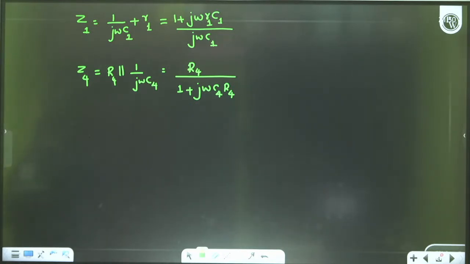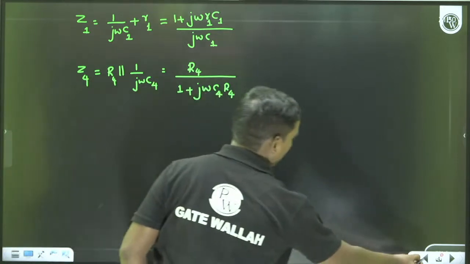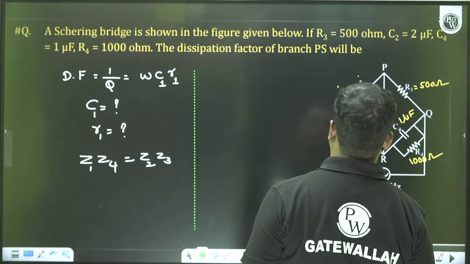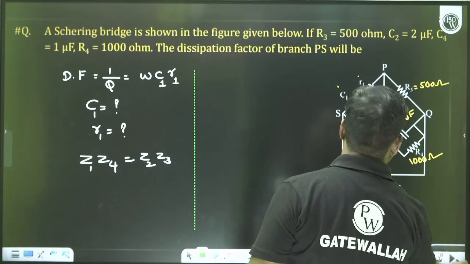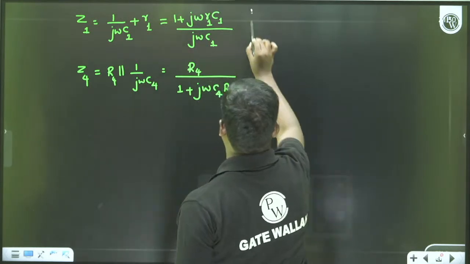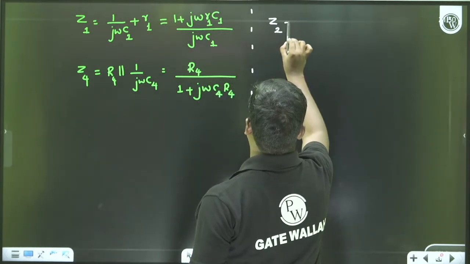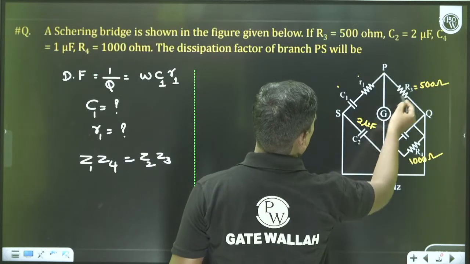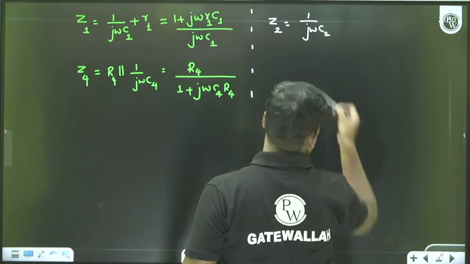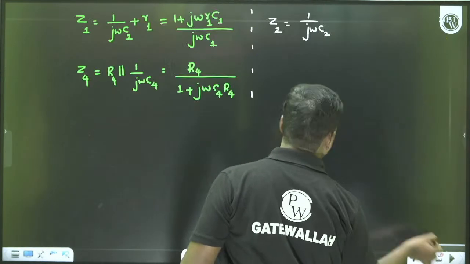Chalo. Try to answer. So 1 plus j omega C4 R4. Next. Z1, Z4. What about Z2? So this is Z2, that is 1 by j omega C2. Next, this is Z3, that is R3.